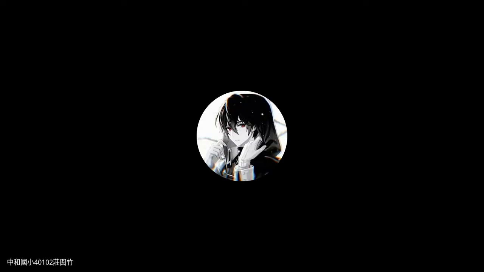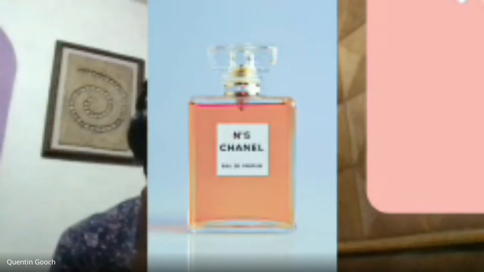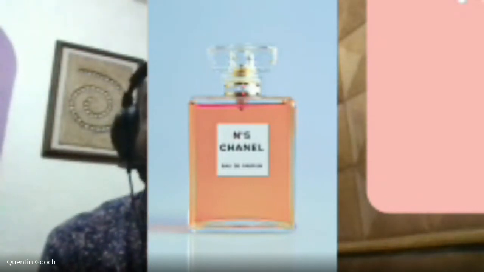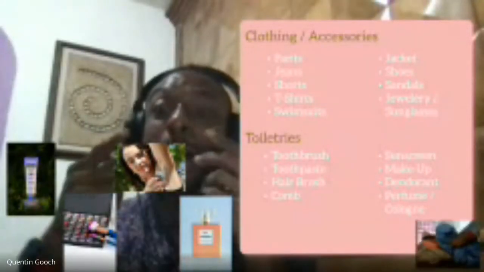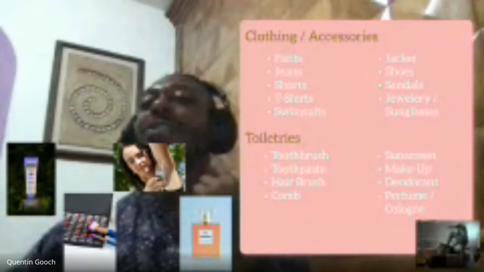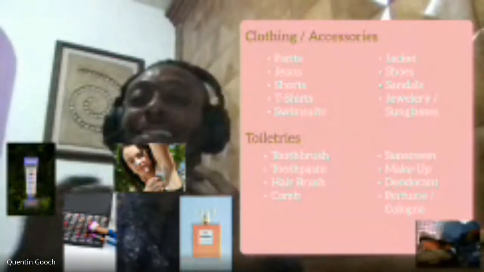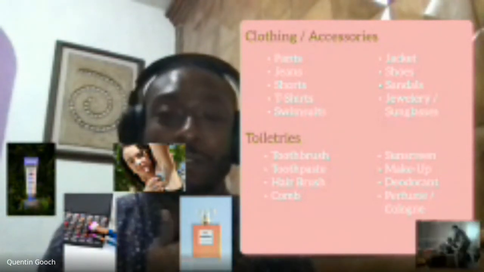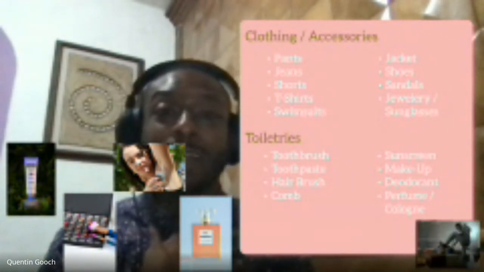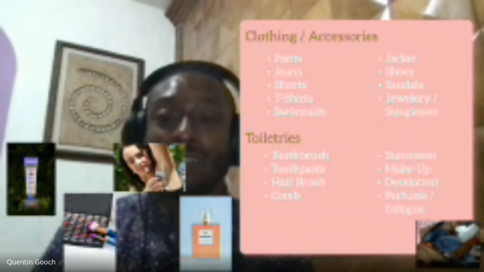Lotion, not quite. This one smells very good. Yes, you raised your hand. Perfume. Yes, perfume. It makes us smell really good. Perfume or cologne. So sometimes we take those things on vacation.